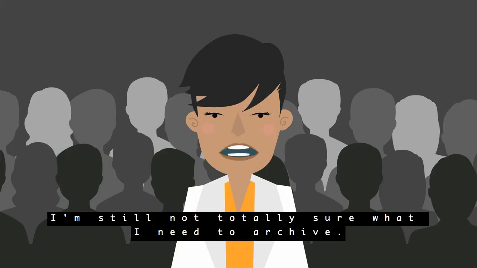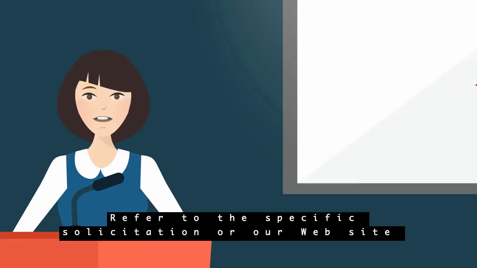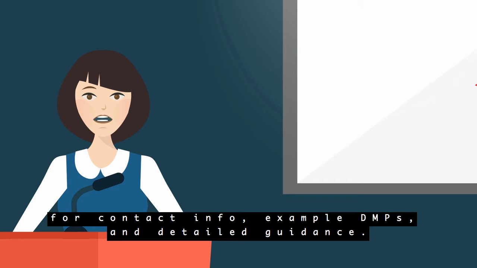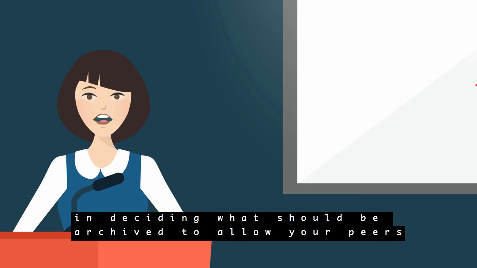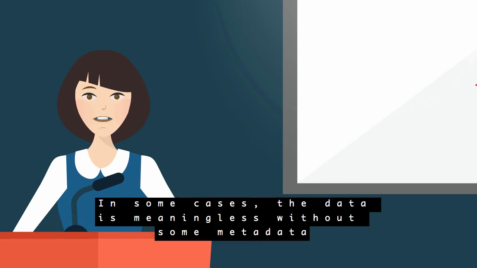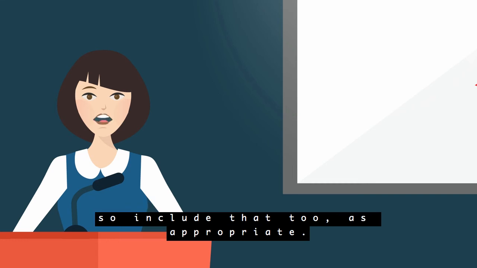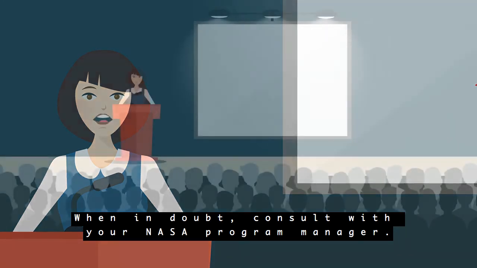I'm still not totally sure what I need to archive. Where can I get answers to my questions? Refer to the specific solicitation or our website for contact info, example DMPs, and detailed guidance. NASA recommends that you use best judgment and your community standards in deciding what should be archived to allow your peers to really understand what you have done. In some cases, the data is meaningless without some metadata, so include that too as appropriate. When in doubt, consult with your NASA program manager.